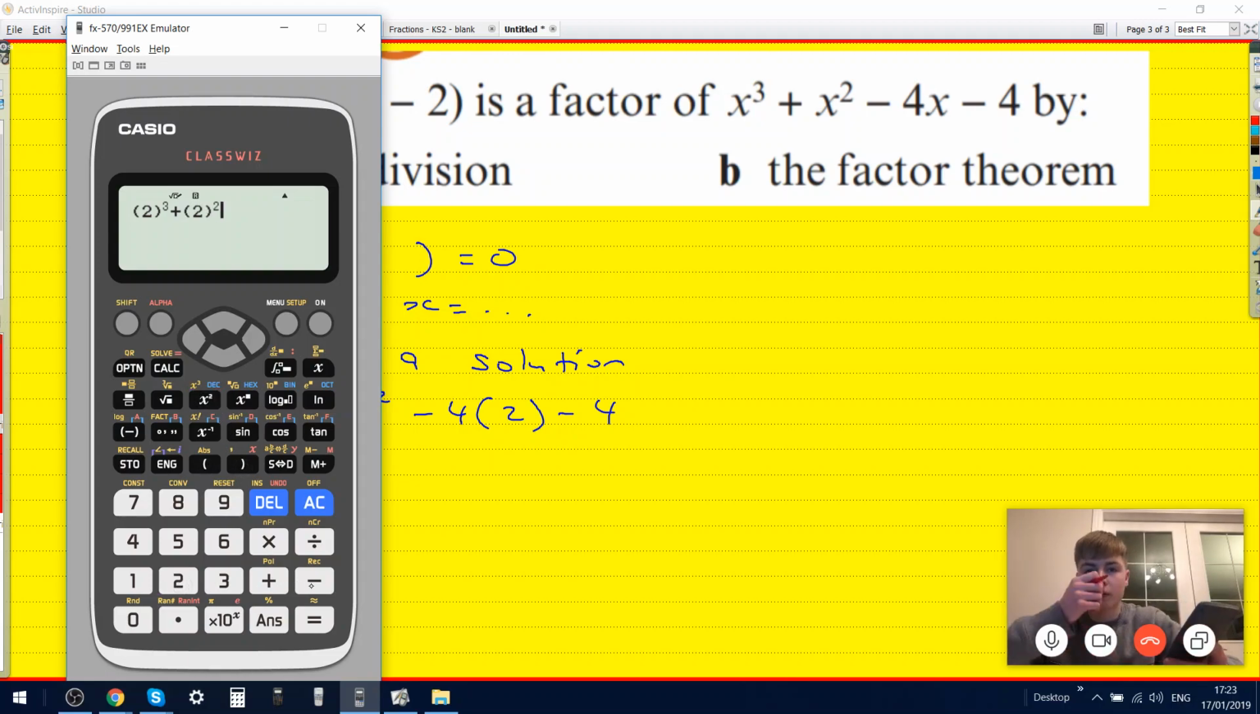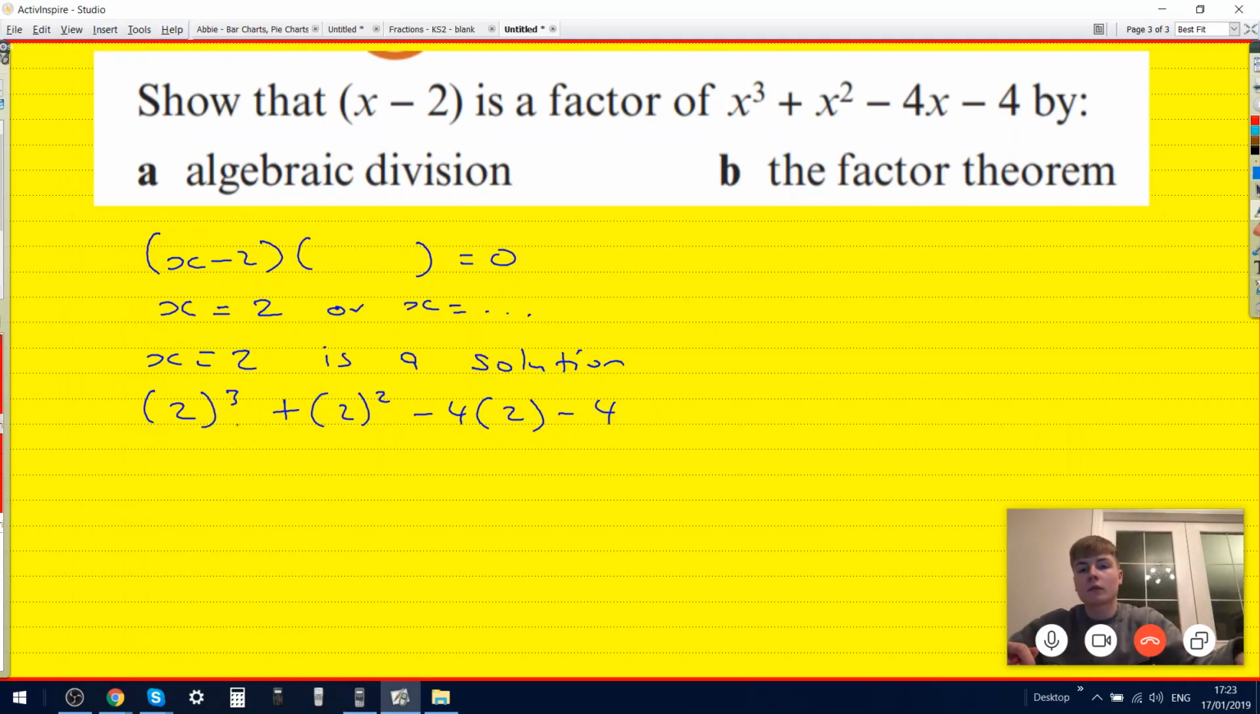Or 0. And that's what you should get. And so you say x minus 2 is a factor. So x equals 2 is a solution. Sub in 2 for x and it equals 0. Therefore, x minus 2 is a factor. And that shows you that x minus 2 divides in one go.